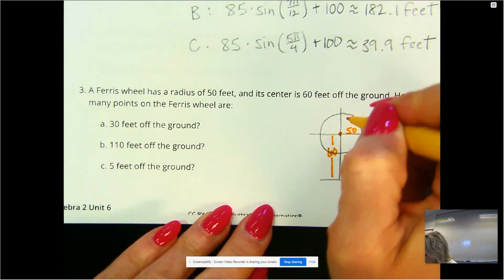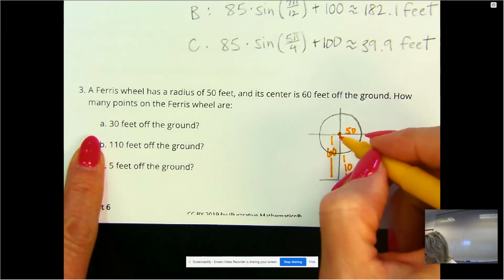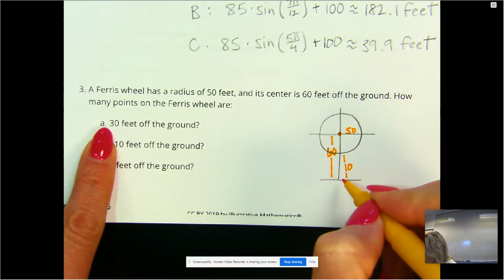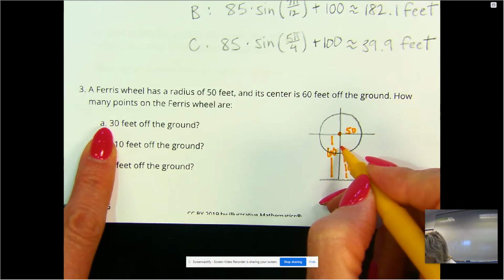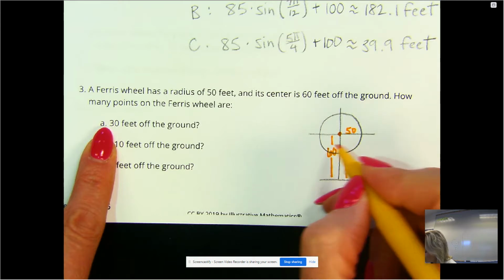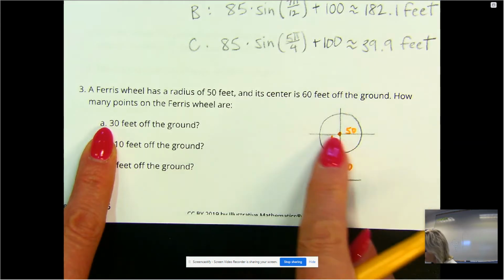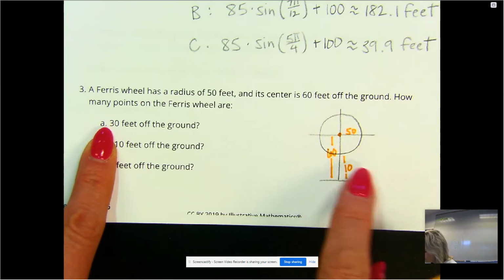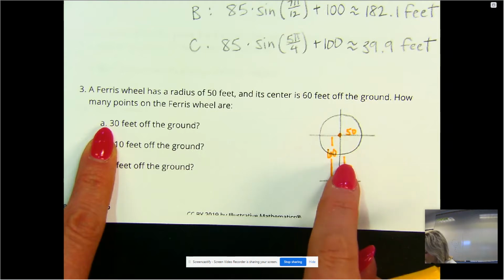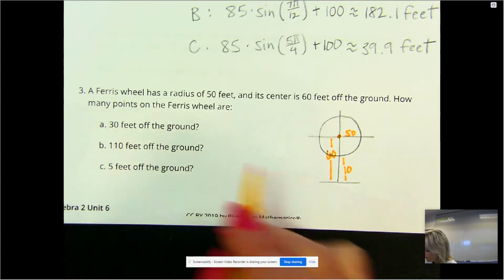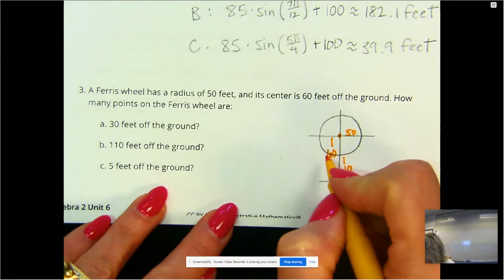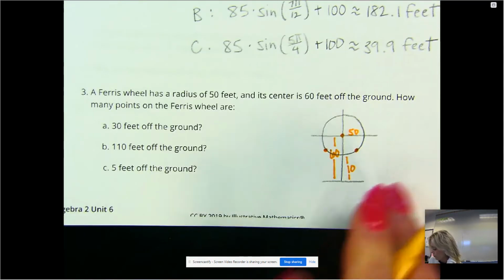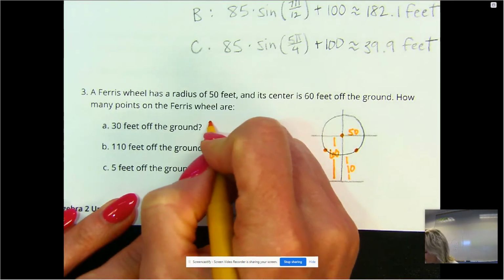Okay, so 30 feet off the ground. 30 feet off the ground will happen in quadrants, sorry, 3 and 4, because 60 would be for quadrants 1 and 2, above 60. So between 10 and 60 would be quadrants 3 and 4. So it's going to happen twice. Once in quadrant 3, and then it's the same level in quadrant 4. So 30 feet off the ground, that will happen 2 times.